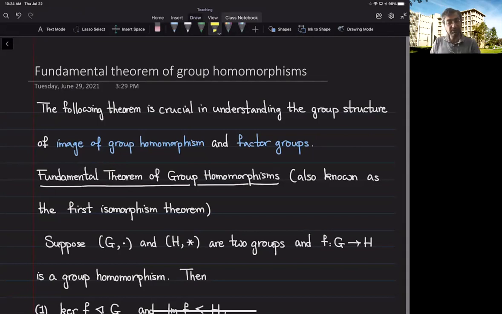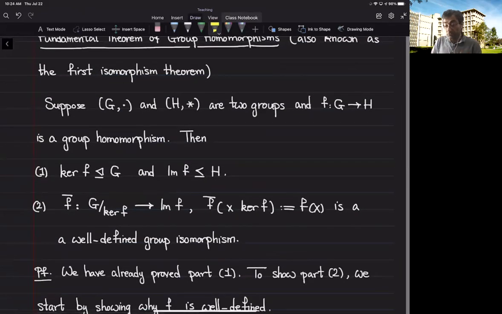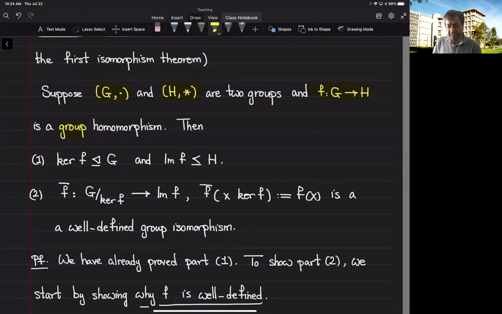Okay, but let's continue with what the statement is. What is this first isomorphism theorem? Suppose I give you two groups, one of them with a dot operation and the other one with a star operation, and I give you a group homomorphism F from G to H. So it's a group homomorphism. We have already seen and discussed that the kernel of every group homomorphism is a normal subgroup of the domain. The image of every group homomorphism is a subgroup of the codomain.